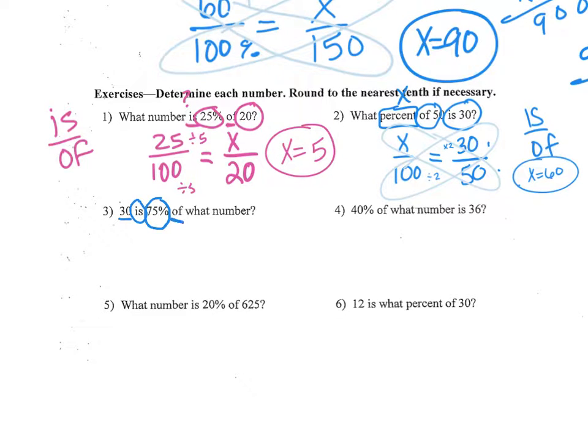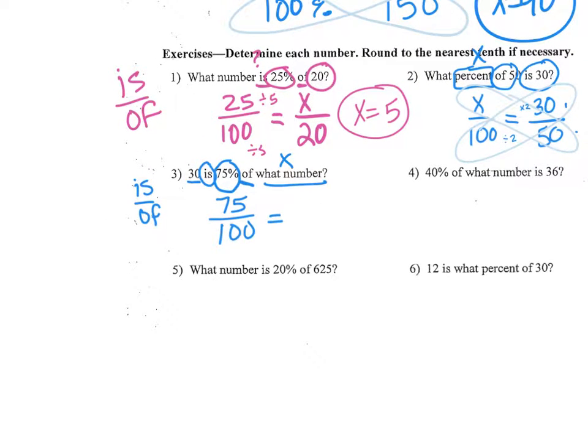Number 3. So 30 is, there's that word, 75% of what number? Remember, is goes on top of. So if they give me a percent, they gave me 75, so 75 will go on top of 100. Yeah, it's worded way different. But it says 30 is 75% of what number? So is it my is or is it my of that I don't know?